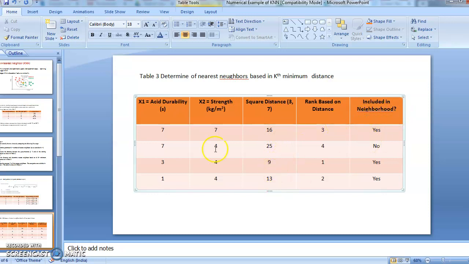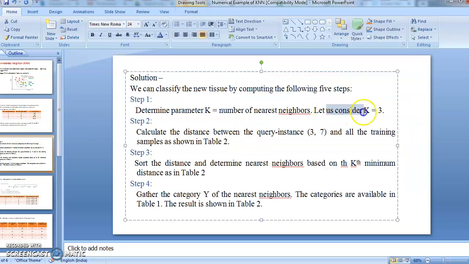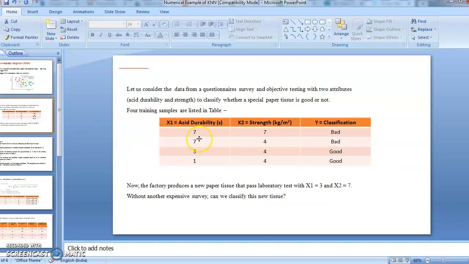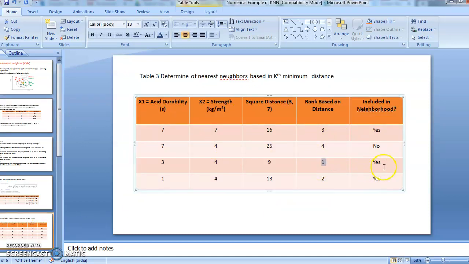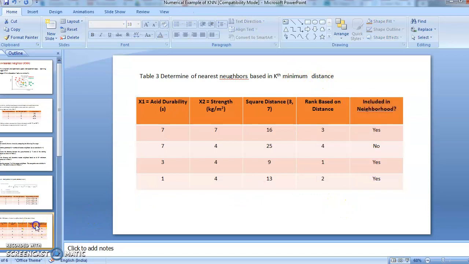Now next, as we have decided, how many neighbors are we going to consider? We have decided that we will consider only 3 data points from the given data set as neighbors. So my first rank, can I consider it as a neighbor? Yes. Second rank? Yes. Third? Yes. And fourth, of course, the distance is far away from the data point, so the answer is no, we cannot consider it as a neighbor. So we have got our 3 neighbors for the given data sample.